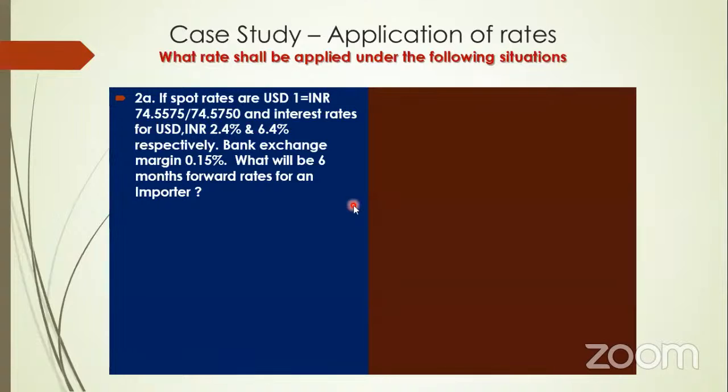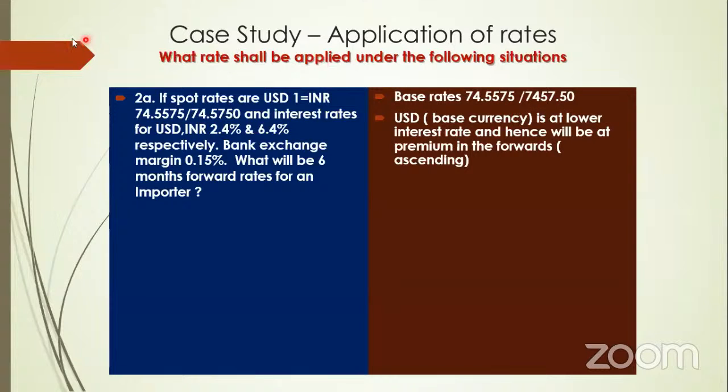For the benefit of all, I will start from the beginning. First step: you will be given a working sheet. First note down the base rate. This is for the exporter, this is for the importer. This is the bid rate, this is the offer rate. Second step: you work on the interest rates to decide whether it is premium or discount. The dollar is lower. So the second step is already understood.